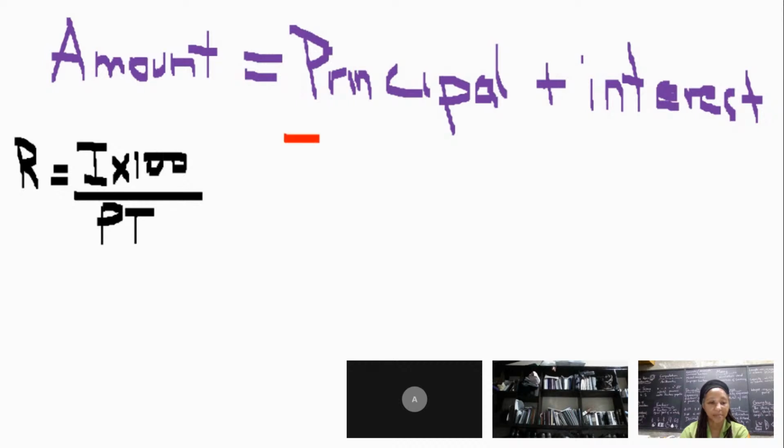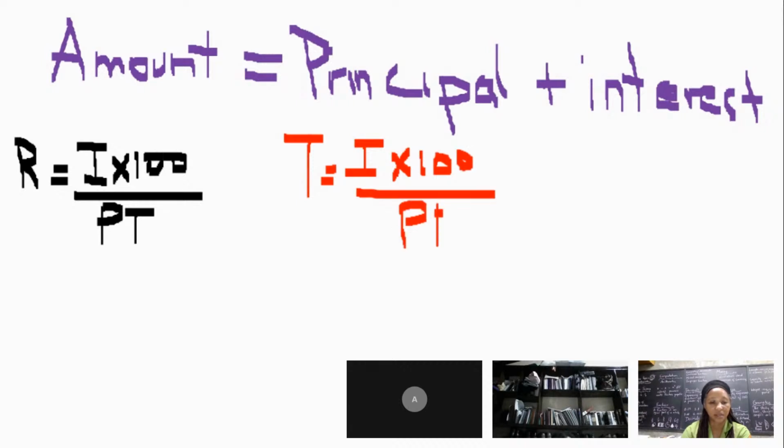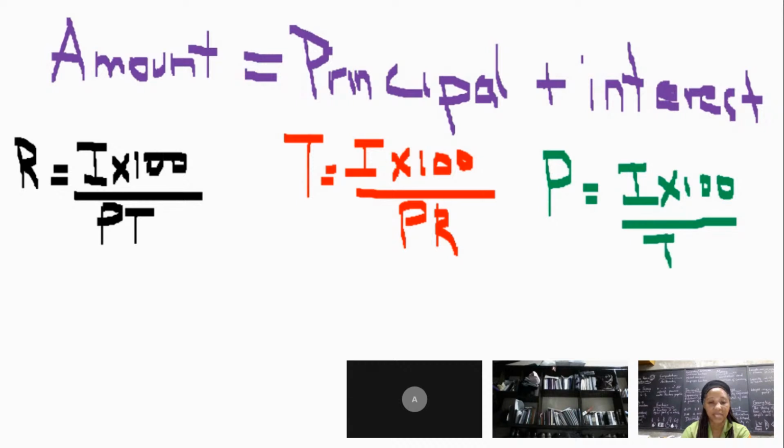If we want the time, interest times 100 over the principal times the rate. And if we want the principal, it's interest times 100 over the time times the rate.